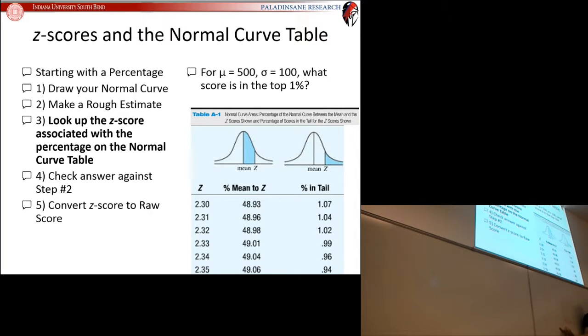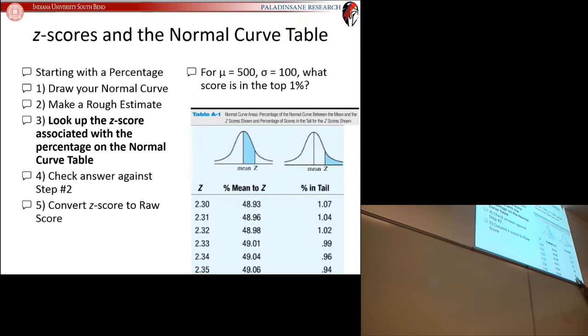So the first thing we do is we look at our picture. Our picture, we have our percentage in the tail. This column does not look like the normal distribution we drew. This column does look like the normal distribution we drew. So we look for our percentage in the tail in this column here.